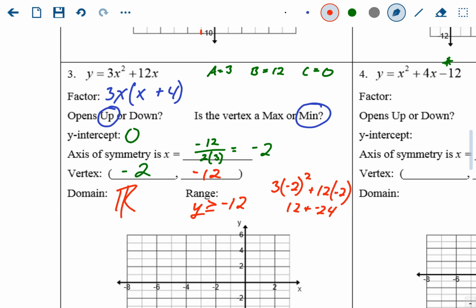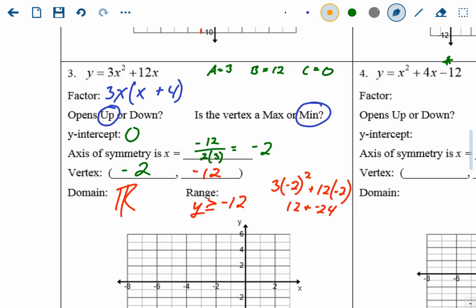Okay. Now it doesn't ask for the x-intercepts here, but we could find them. The x-intercepts we have to do from factored form. So the x-intercepts, we don't really have two binomial factors like we normally do. We have just an x and we have an x plus 4. One of those x-intercepts is going to be negative 4. The other one's just 0.